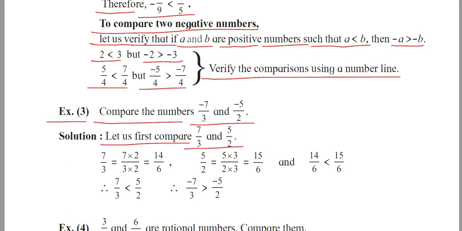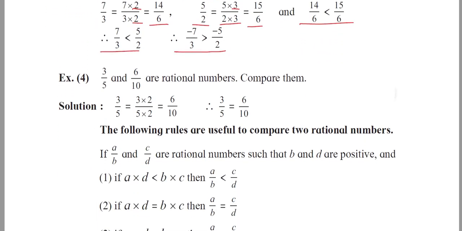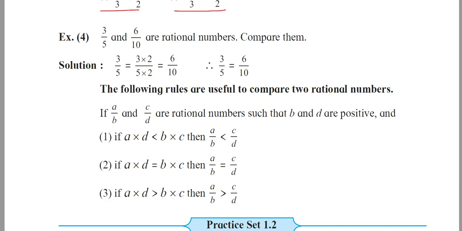Now compare the numbers minus 7 by 3 and minus 5 by 2. Again, we will make their denominators the same. For 7 by 3, we multiply numerator and denominator by 2, then you will get 14 upon 6. For 5 by 2, we multiply numerator and denominator by 3, then you will get 15 by 6. Now in this case, minus 7 by 3 is greater than minus 5 by 2.